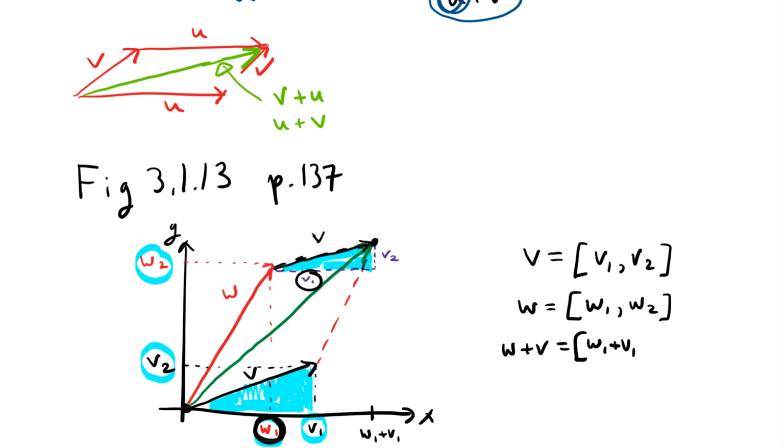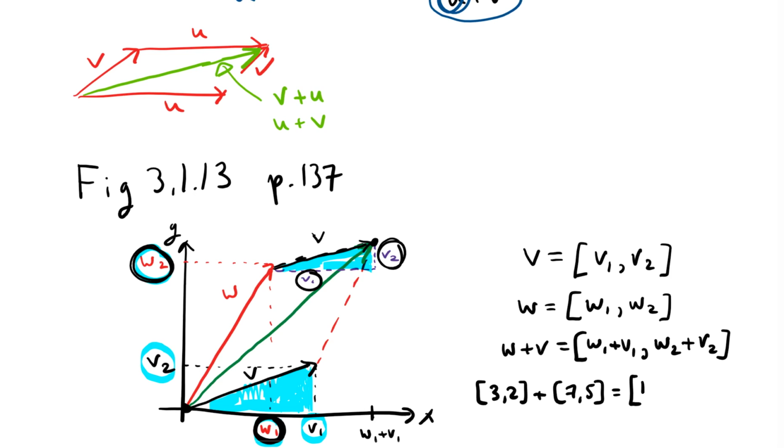And the same is going to be true along the y coordinates, where we first move up along w by w2, and then up by v2 along v. So we're going to end up with w2 plus v2. So the sum of two vectors is super easy. If I have two vectors, say (3, 2) plus (7, 5), all I need to do is add their components, component-wise. So I add 3 with 7 and 2 with 5, and I get the vector (10, 7).